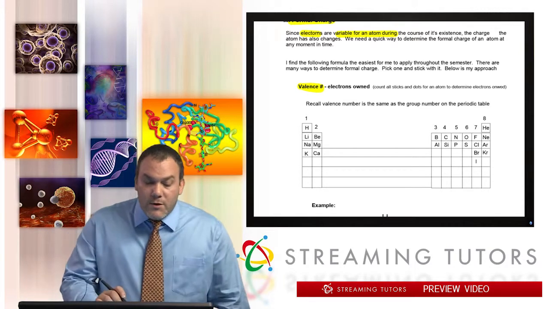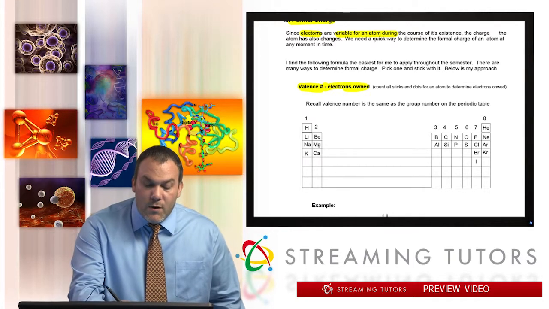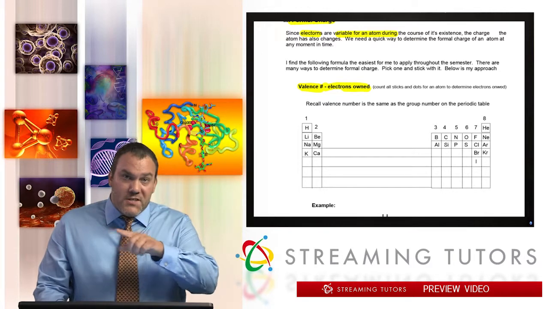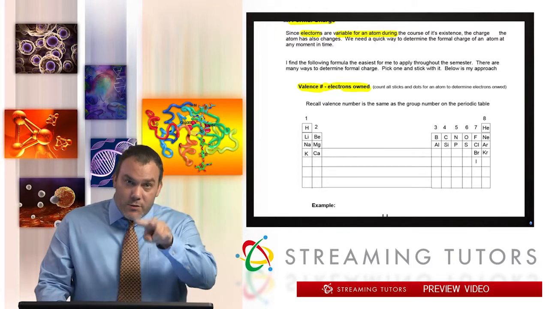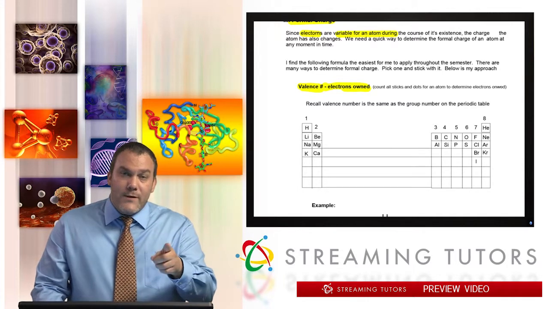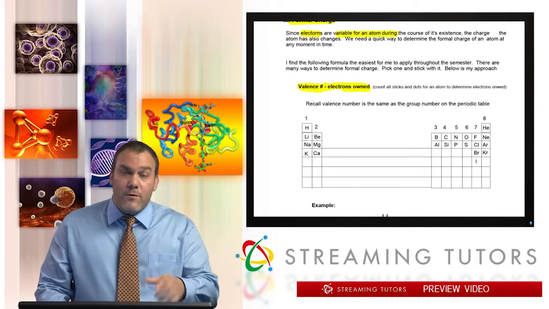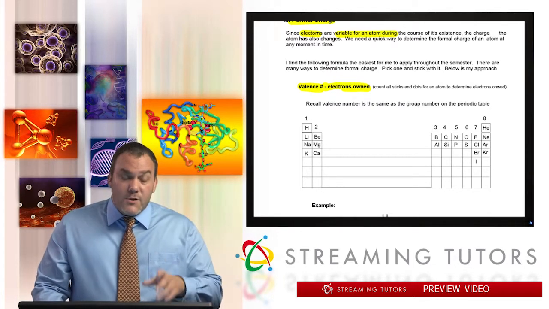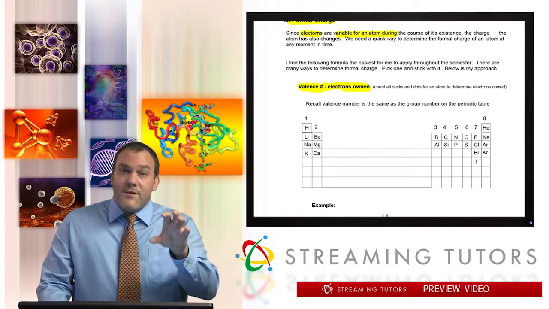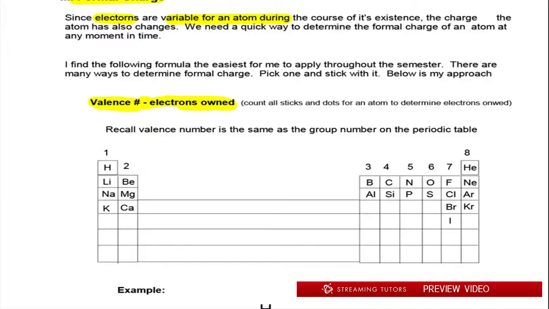So the very quick way to do it is you take the valence number and you subtract it by the electrons owned. And a way to figure that out is whenever you see a bond or a stick, count it once, because there's 2 electrons in there, but only one is owned by the atom. So sticks you count once, and any kind of electron that's on an atom, like a lone pair or a radical, that is owned by the atom, right? So you count sticks and dots. That's the basic way to do it. So you take your valence number, subtract it by the sticks and dots, and that's it. So I'll show you what I mean right now.